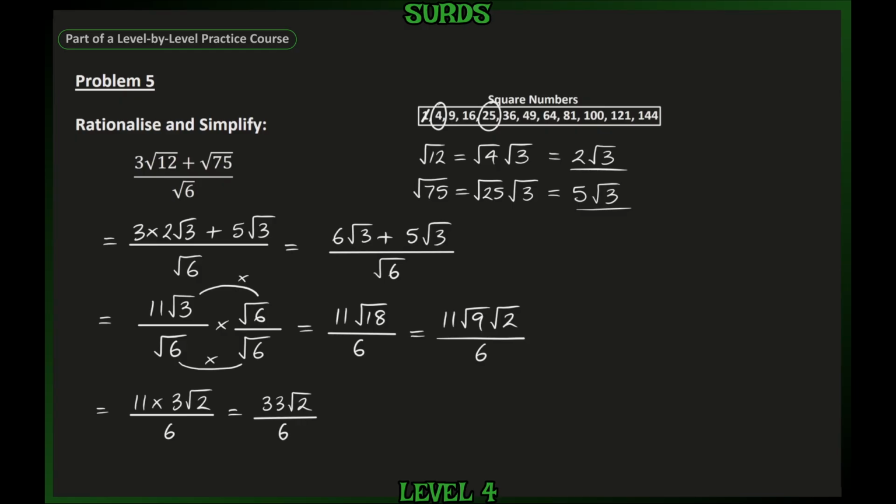Finally, 33 and 6 can both be divided by 3. So if we divide the top and bottom of this fraction by 3, 33 divided by 3 is 11, so we have 11 root 2, and 6 divided by 3 is 2. And we can't simplify this any further. So this means that 11 root 2 over 2 is our final answer to problem 5.